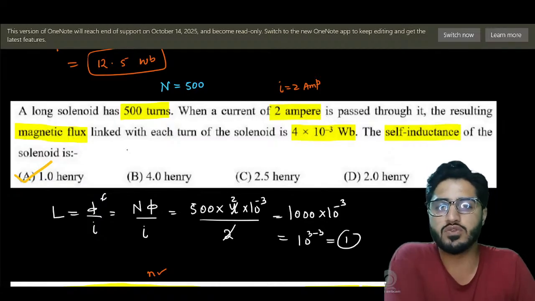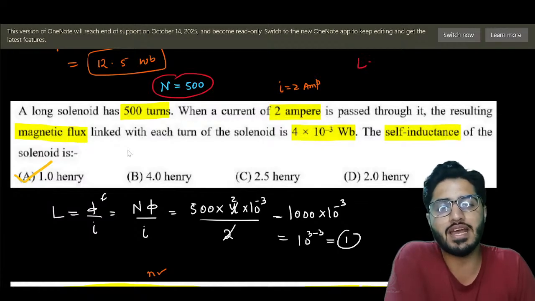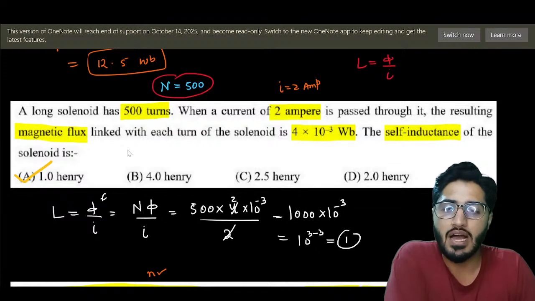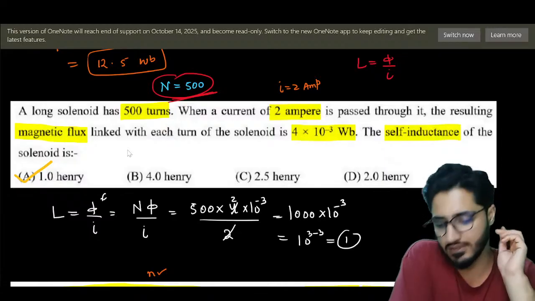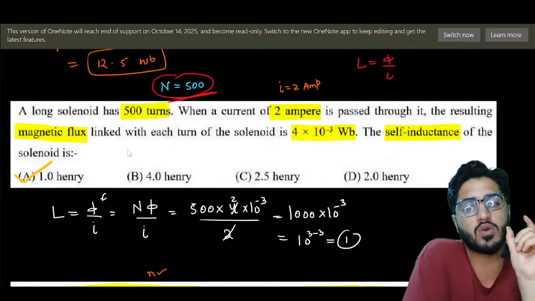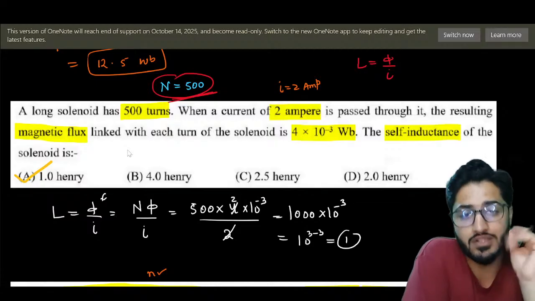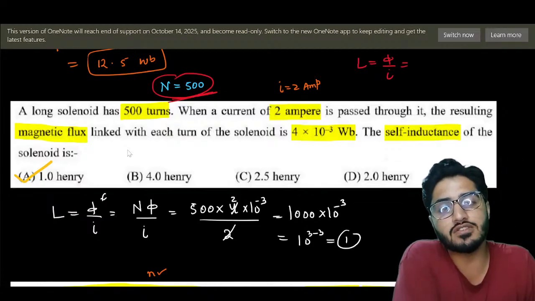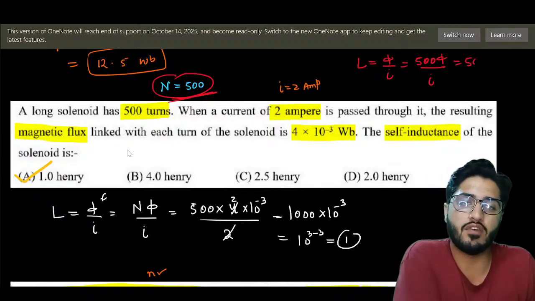Look now, what is given to us? You can see from this particular slide, a long solenoid of 500 turns. N is given to us. If only one turn is there, you can simply write L equals phi by I, no? But how many turns do we have? 500. So flux is associated with 500 turns. For one particular coil N is 1, but here we have 500 turns. So the flux would be 500 times flux of 1, divided by I.